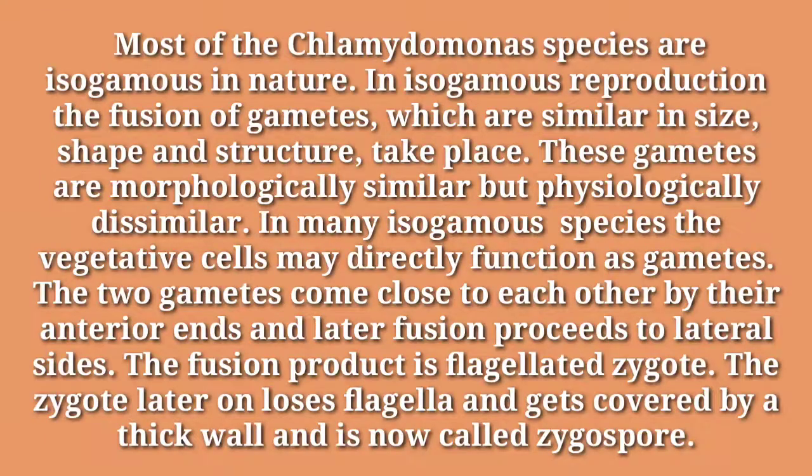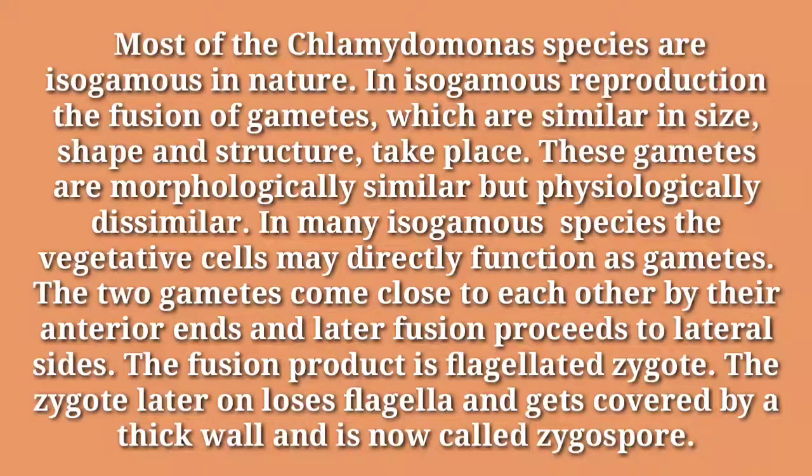Isogamy. Most of the Chlamydomonas species are isogamous in nature. In isogamous reproduction, the fusion of gametes, which are similar in size, shape and structure, takes place. These gametes are morphologically similar but physiologically dissimilar. In many isogamous species, the vegetative cells may directly function as gametes.